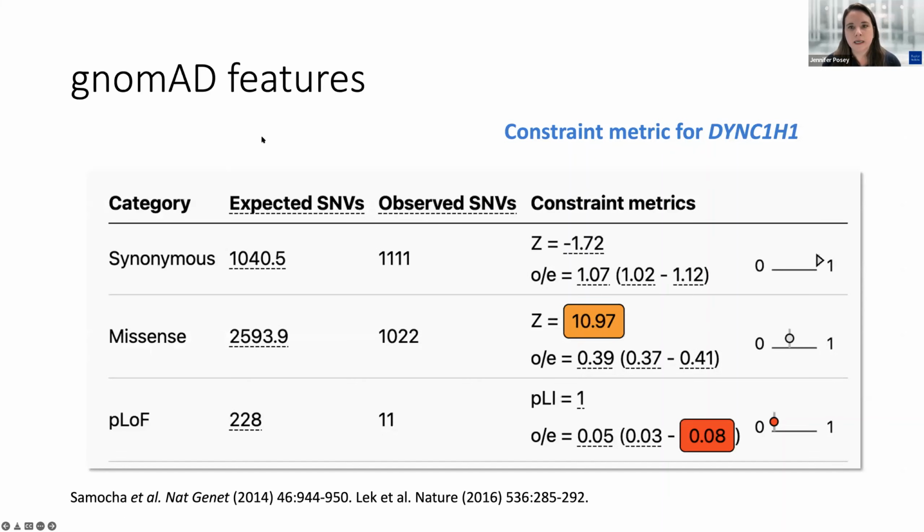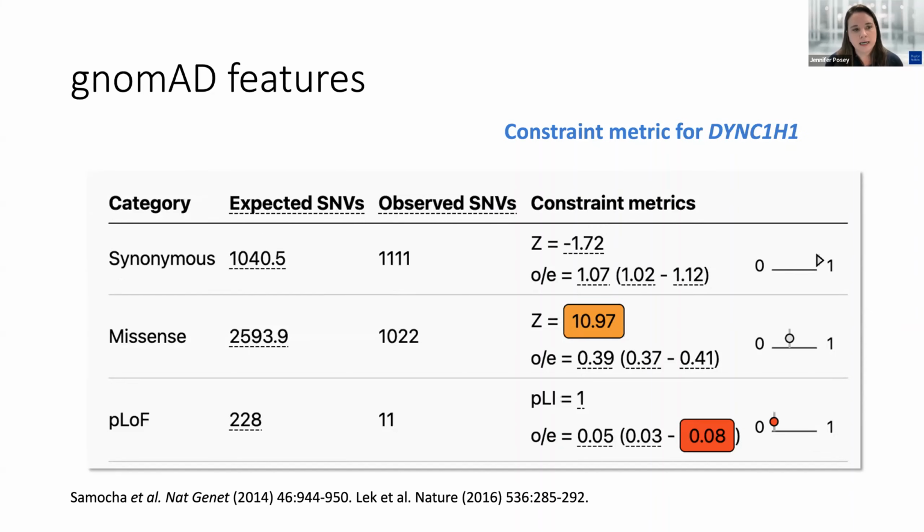And finally, I won't go into a lot of details about this, but there's a very, very helpful set of constraint metrics that are available in gnomAD, and these are by gene. And what they are is an assessment of the number of observed compared to expected variants of a particular variant type or category. And these categories are synonymous variants, missense variants, or putative loss of function variants.